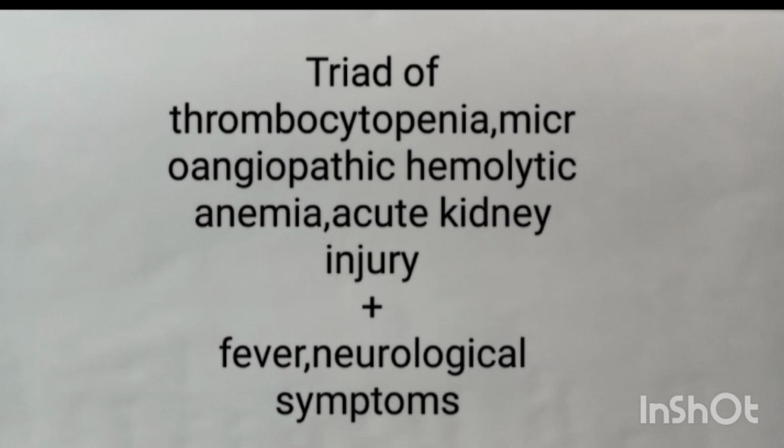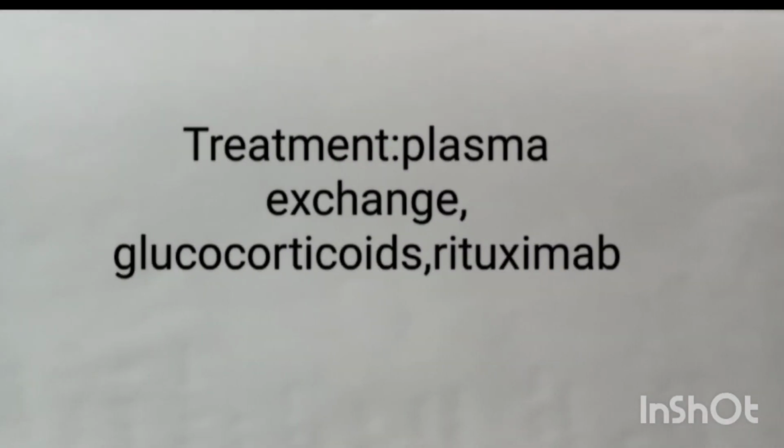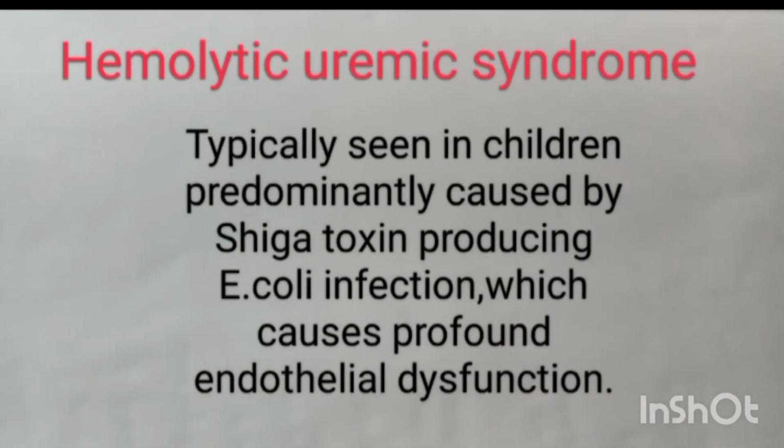Along with this, fever and neurological symptoms are also seen. Lab findings are normal PT and APTT, which helps to distinguish thrombotic thrombocytopenic purpura and hemolytic uremic syndrome from DIC. Treatment: plasma exchange, glucocorticoids, and rituximab.